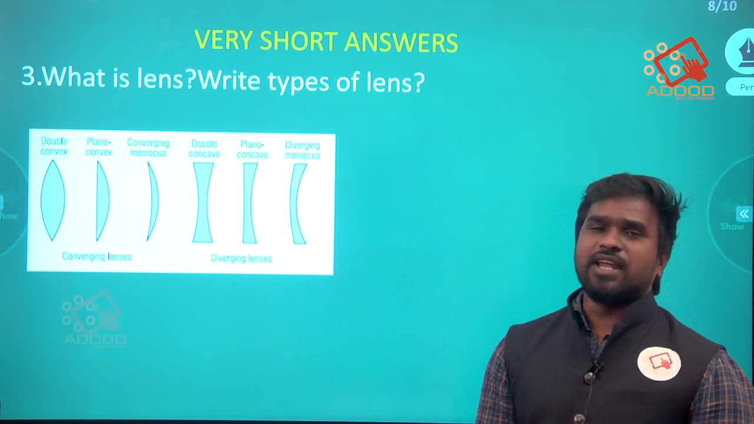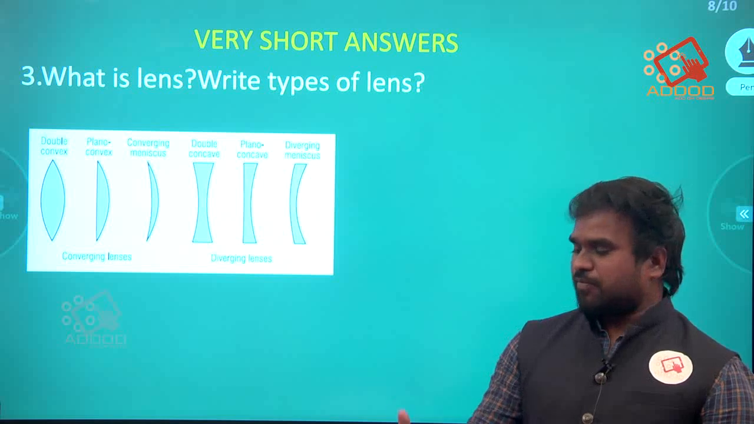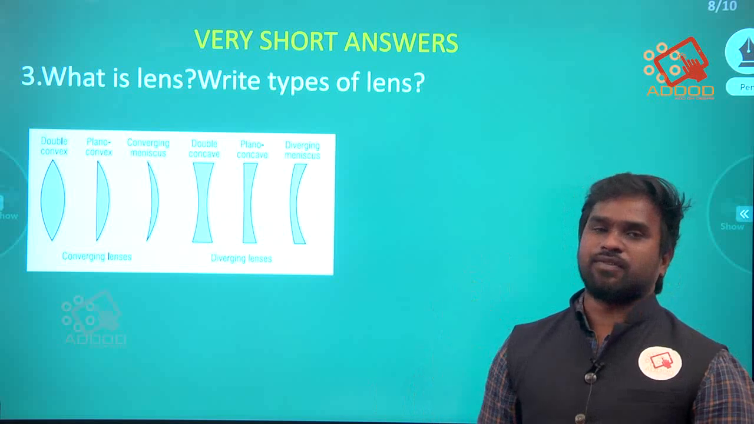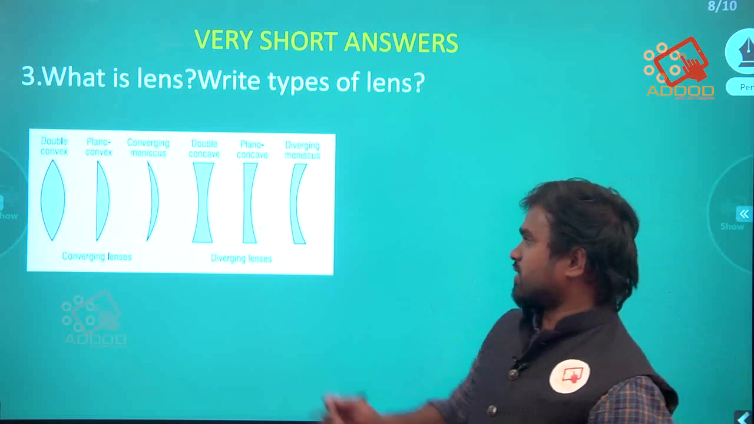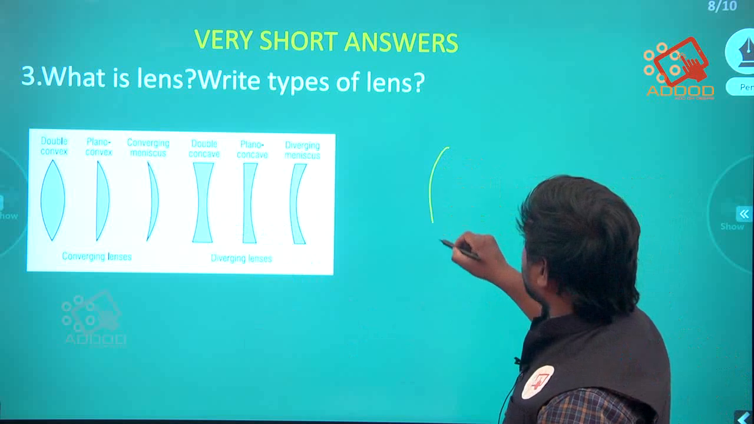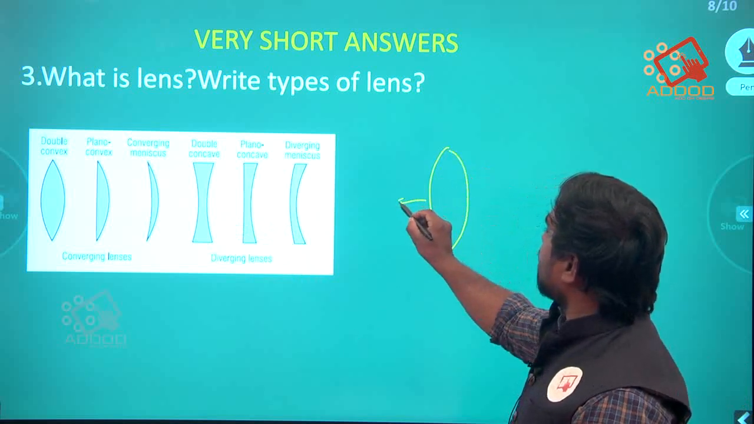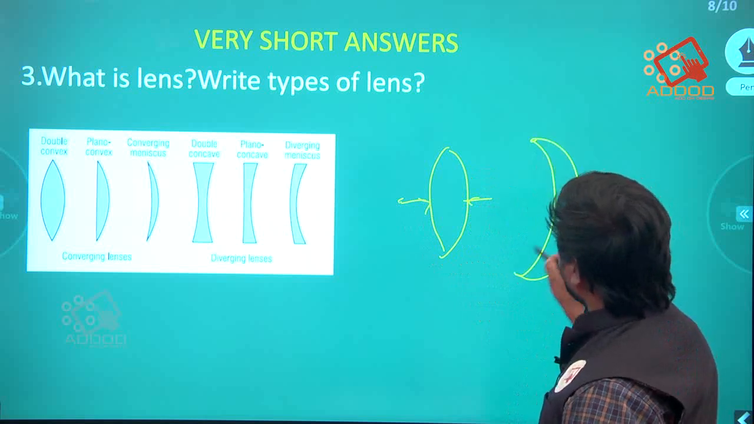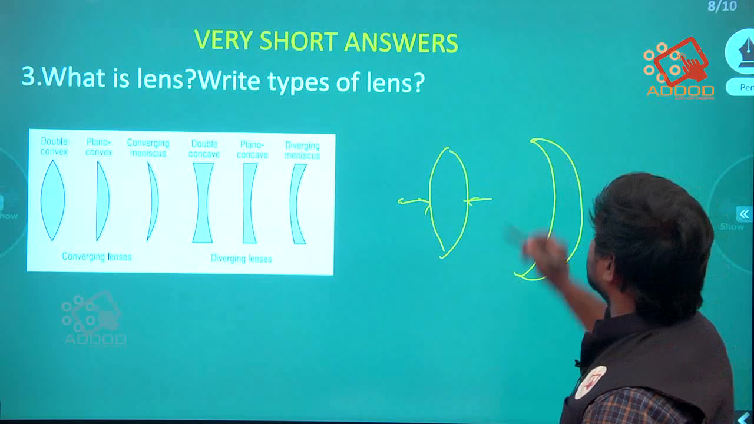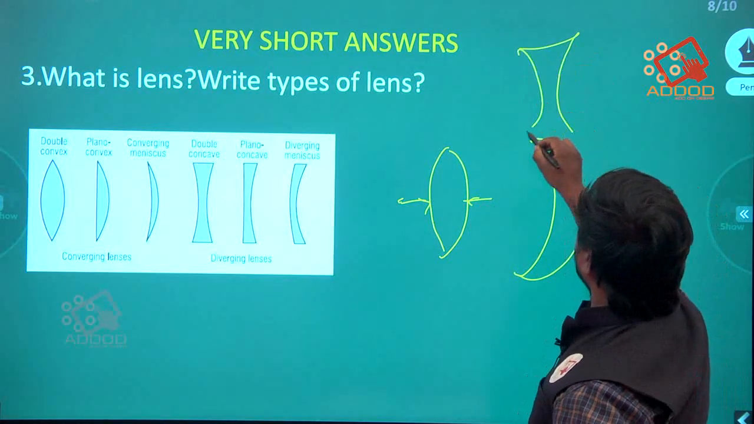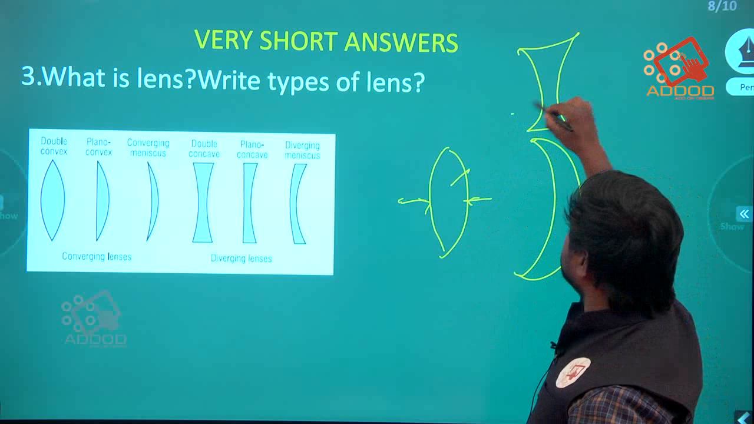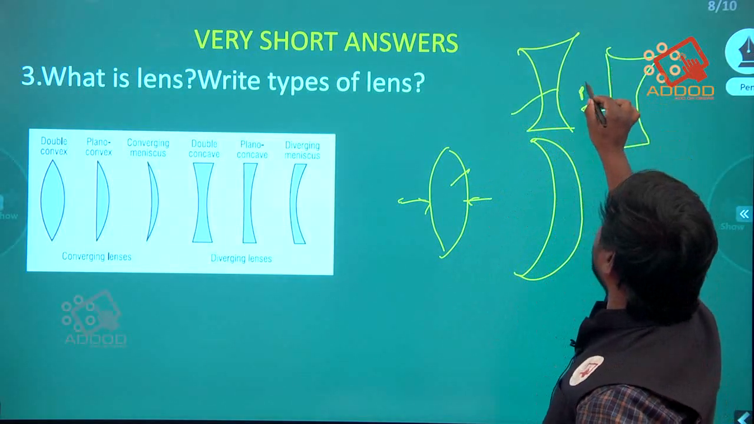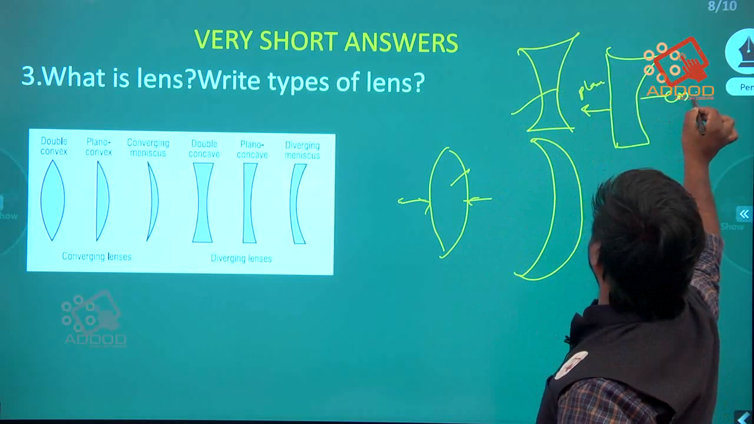What is a lens? A lens is made up of transparent material. If we make a lens, it has at least one curved surface. See the first one, biconcave. Next is concavo-convex. This is the biconcave. This is the biconvex. This is the biconcave. This is the plano-concave. This is plane, and this is concave. Plano-concave.